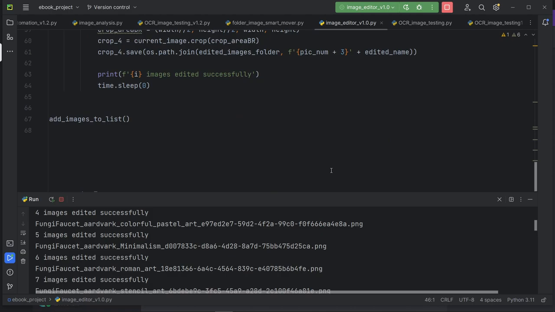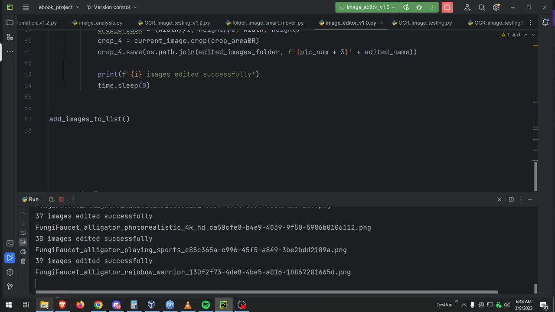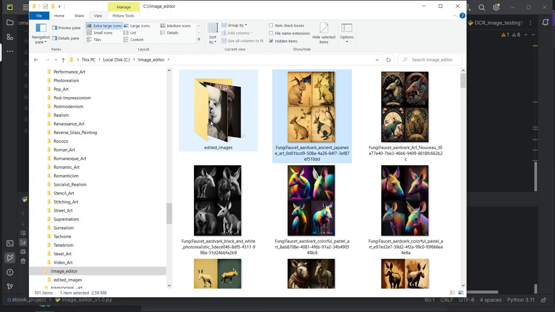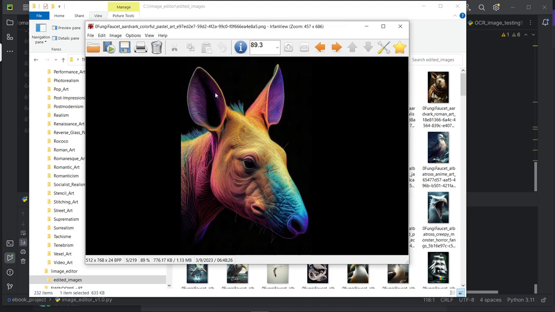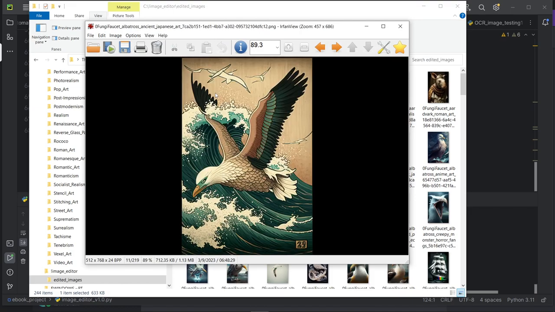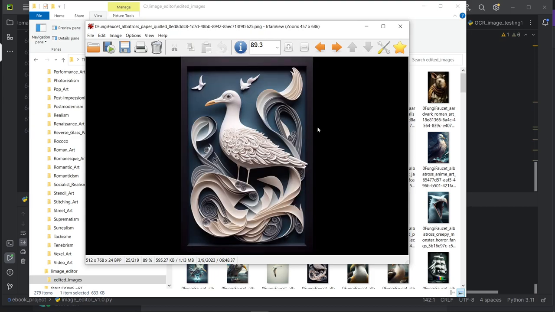I don't think there's any wait. Yeah, this is as fast as we can go, apparently. But check it out, the edited images folder. Filling up with individual images, perfectly edited instantly. So quickly and easily by themselves. Oh my God, it's beautiful.